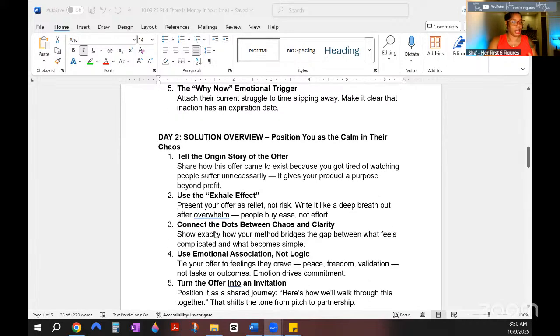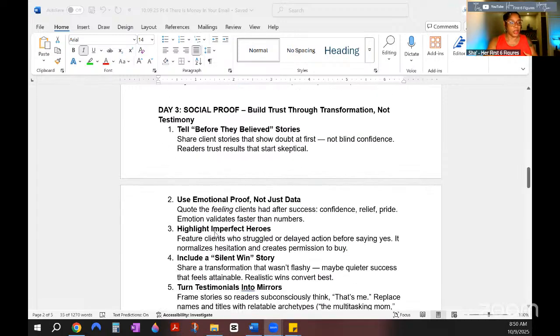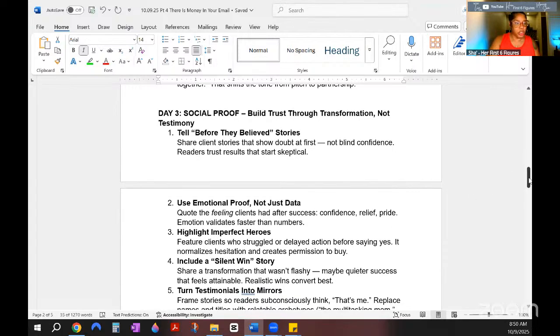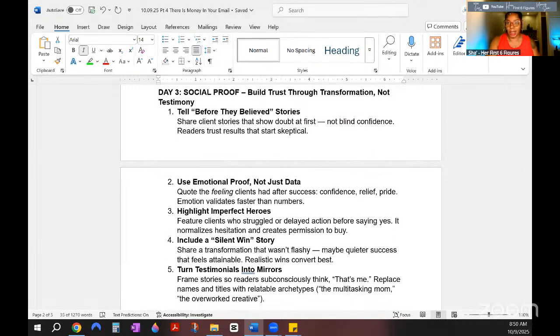Okay. Day 2. We want to give them the solution overview. We want to position ourselves as the calm to their chaos. Okay. And so you've got strategies for day 2. Day 3, we want social proof. We want to build trust through transformation, not just testimony. And we talked about what kind of testimonies y'all should be getting. Don't get the ones that just make you feel good about yourself. Get the ones that are going to help somebody make a buying decision.